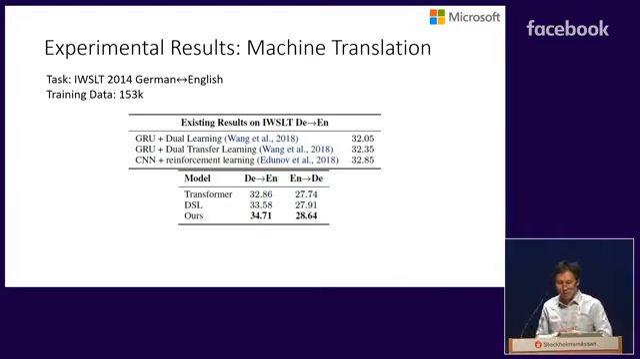We experiment on different machine translation data sets. Here are the results on a small data set, German to English translation. The training data scale is about 100K bilingual sentence pairs. We compare with traditional methods, GRU, RNN-based, and also CNN-based methods, and the most recent work, Transformer. Our method is also based on Transformer, but applies our model-level duality, model-level sharing. You can see we can improve the accuracy in terms of BLEU score by about 1 or 2 points for both directions.